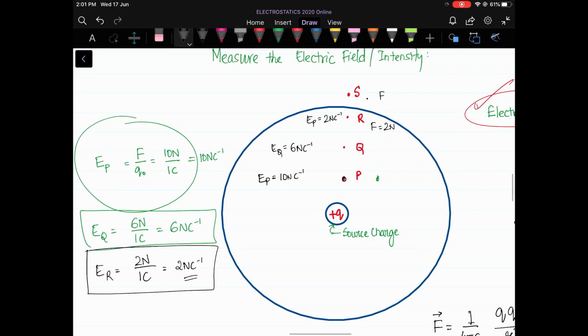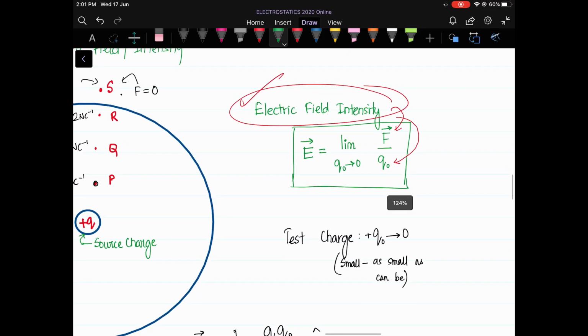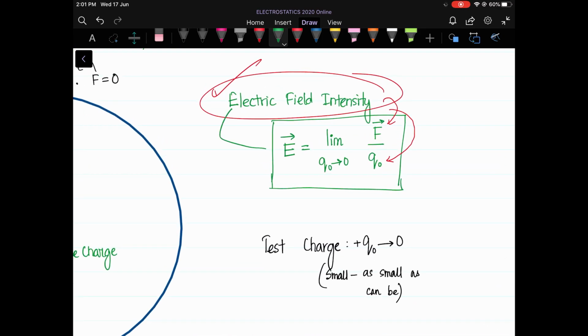Here you can imagine the force experienced will of course be 0. So if I ask you what's the electric field at point S, you have to say it is 0. So to recap, what we have done is we have defined a quantity called electric field as the amount of force experienced per unit test charge placed at that point.